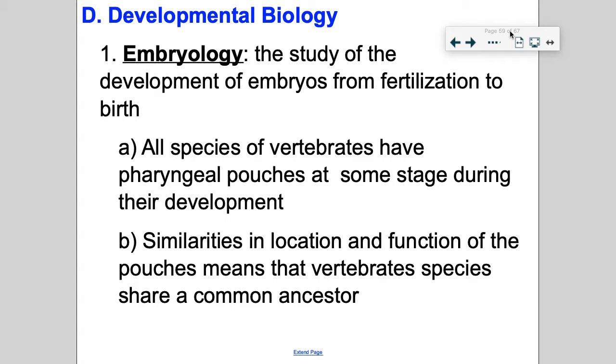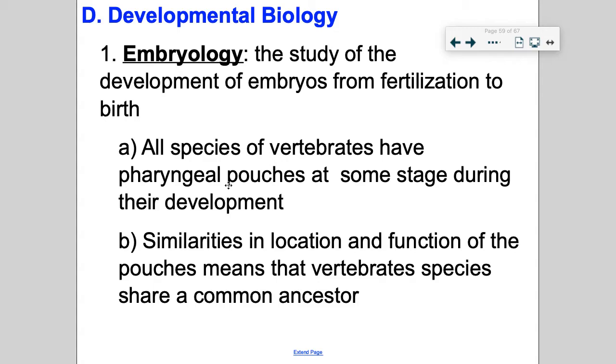Developmental biology. Switch gears. That was all about structures. One study, called embryology, studies embryos and how they develop after fertilization to birth. An embryo is like an unborn organism, usually in the womb of the mother or an egg of some sort. One thing they've noticed is that all vertebrates, animals that have backbones, have something called a pharyngeal pouch at some stage in their development.